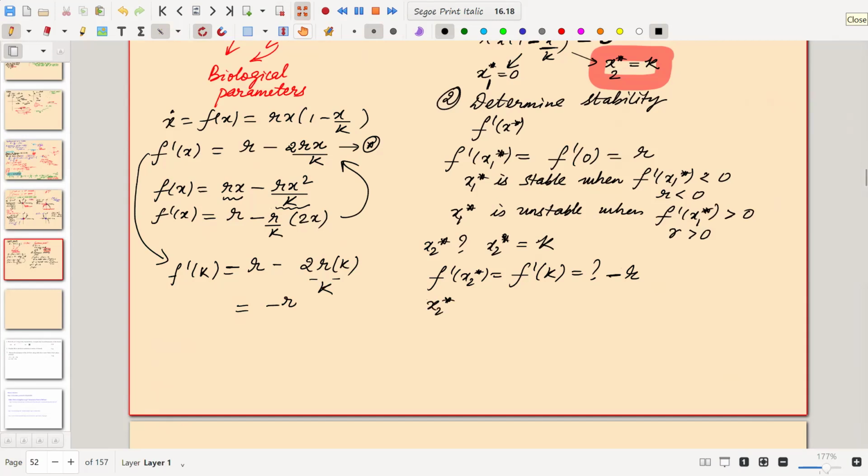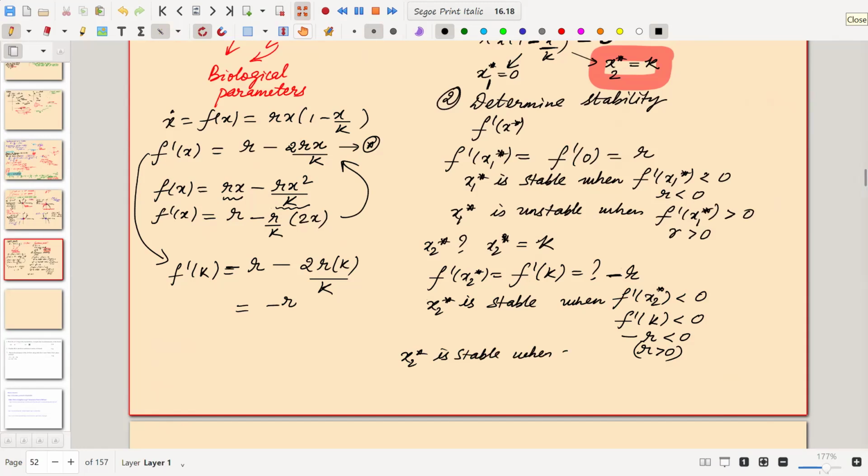So for x2 star, can we interpret stability? X2 star is stable when f prime of x2 star is less than 0, right? What is f prime of x2 star? Nothing but f prime of k, which should be less than 0. That happens when minus r is less than 0, which means r is greater than 0. So x2 star is stable when r is greater than 0, and x2 star is unstable when r is less than 0, right?